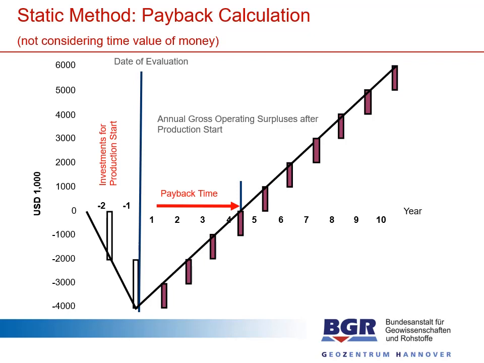Here you can again see what is happening if you're using a static mode for the payback calculation and for the value of the mine without considering the time value of the money. So at the date zero, when the investment has been done and you do the evaluation, you just sum up the investment cost, which of course is negative, and then take the operating margin over 10 years, and so you would have a value of 6 million US dollars. And by discounting the cash flow, you have completely different values, and these values were shown in the example before. It's only 233,000 US dollars, a huge difference.